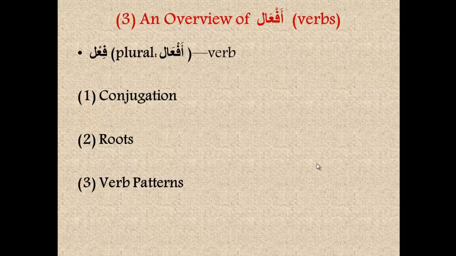Topic number 3 for today's lesson, an overview of af'al, an overview of verbs. The Arabic word for verb is fi'l, and the plural form is af'al. I want to discuss very briefly 3 different aspects or facets of verbs in a very global and general sense. Number 1 is verb conjugation. Number 2, the system of roots and the system of derivation in Arabic. And last but not least, the idea of verb forms or verb patterns in Arabic. So let's begin with conjugation.